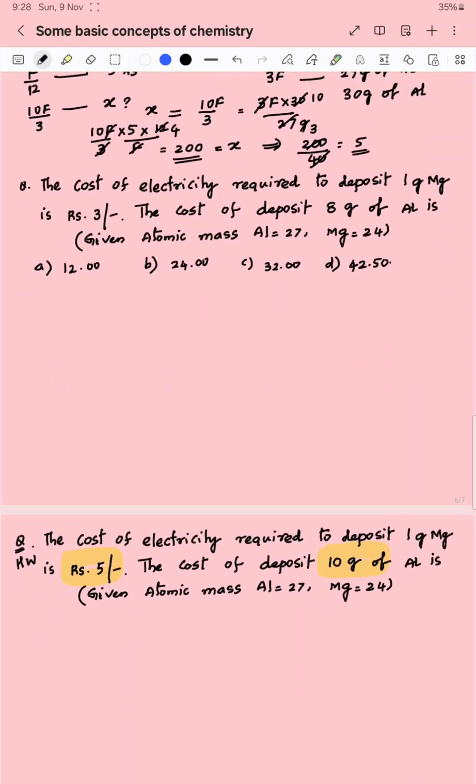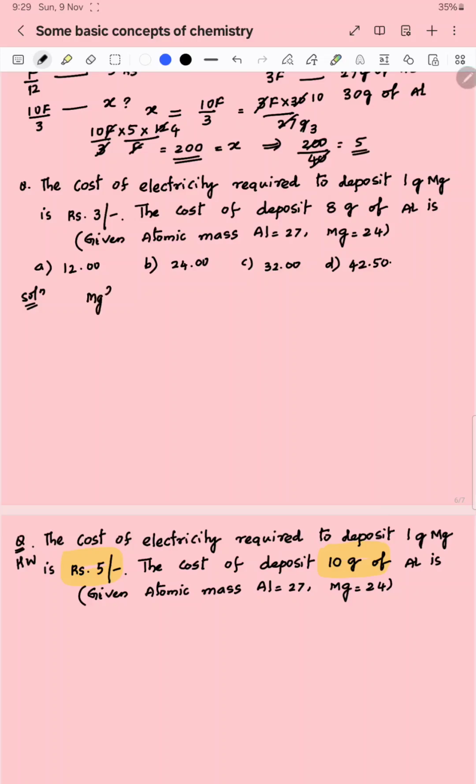Similarly, look at the question, student. The cost of electricity required to deposit 1 mg is rupees 3. The cost of deposit of 8 grams of aluminium is, right? Okay. The above question was given 30 grams. Now he is asking 8 grams. Similar pattern only, student. Right. Now look at, student. Same pattern.